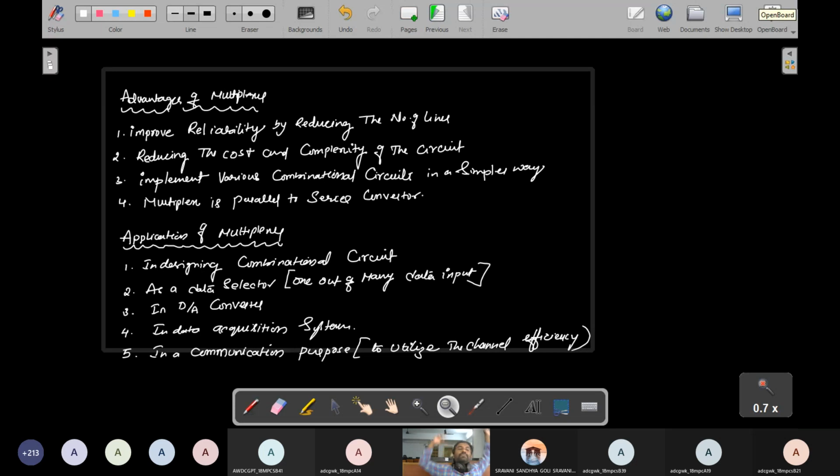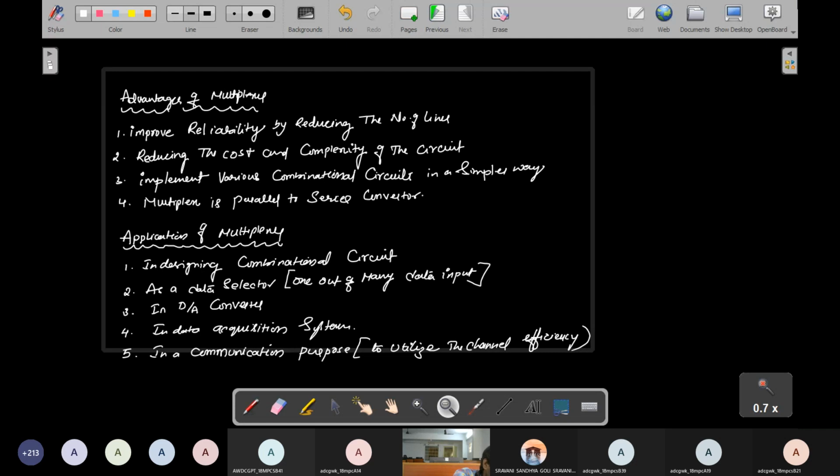See, the advantages of multiplexer and the applications are different. Advantages means we have more advantages, while applications mean in which fields these multiplexers are very useful. That is called applications. To design combinational circuits, second as a data selector, third in DA converters, and fourth the data acquisition system, and for communication purposes we can use multiplexers. Okay, understand everybody?